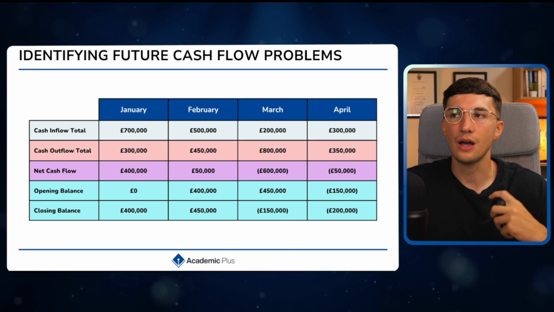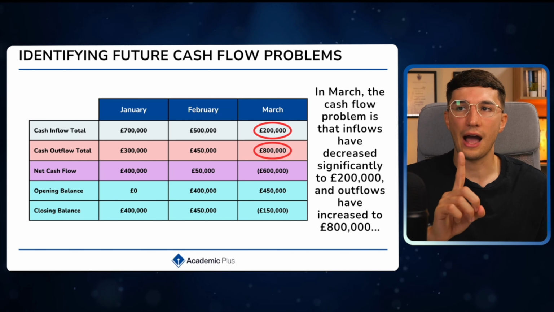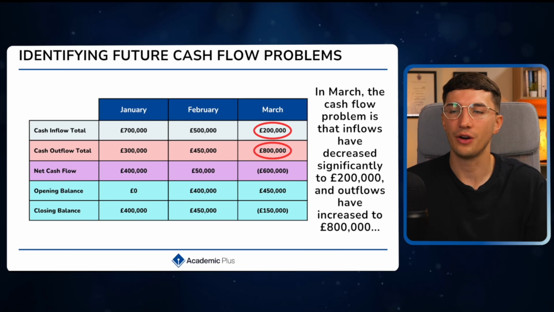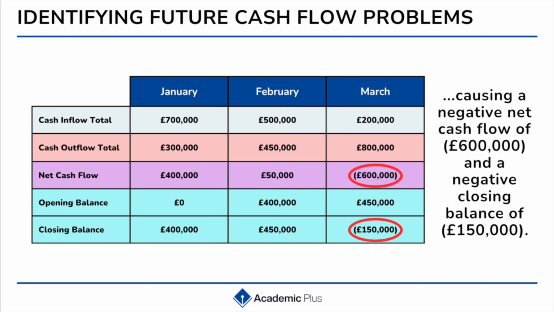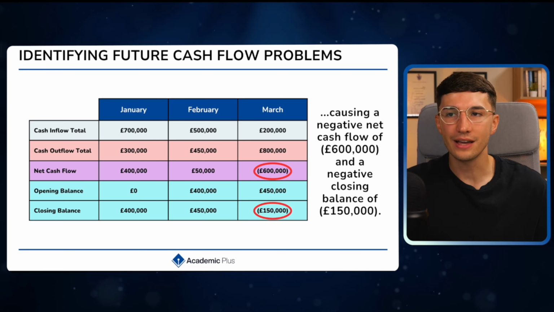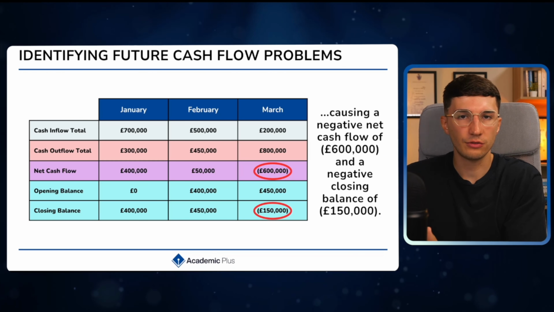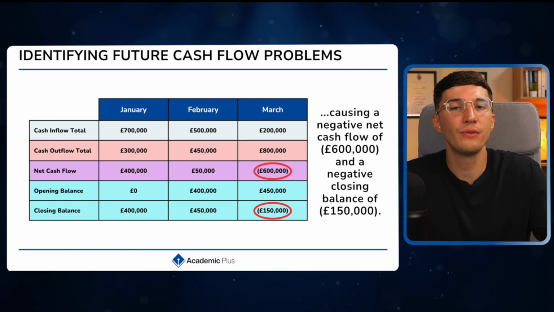Well, some things that I can already begin to identify. First of all, looking at March, the problem that we have is that my cash inflow total is £200,000, but my cash outflow total is £800,000. And that has resulted in a negative net cash flow of £600,000. And because of that negative net cash flow of £600,000, my closing balance in March is now negative £150,000. And that's a big problem. But what's good about the cash flow forecast is that I've already identified this. I need to now find a way of how can we prevent that from happening?